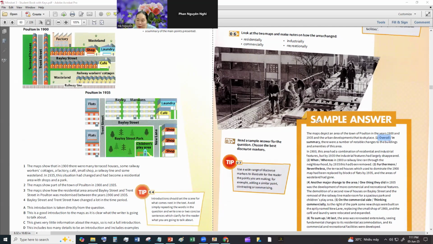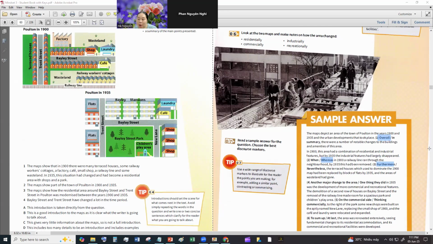Okay, the next paragraph, please, Nghi. In 1900, this area had a combination of residential and industrial features, but by 1935, the industrial features had largely disappeared, whereas in 1900, a railway line ran through the neighborhood. By 1935, this had been removed. Furthermore, the terrace houses, which used to dominate the 1900 map, had been replaced by blocks of flats by 1935, and the areas of wasteland had gone.